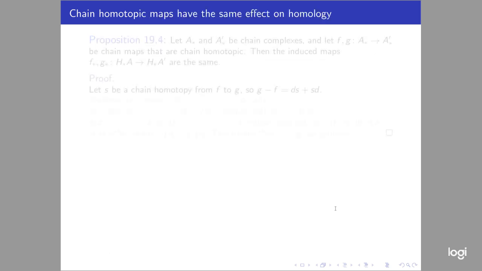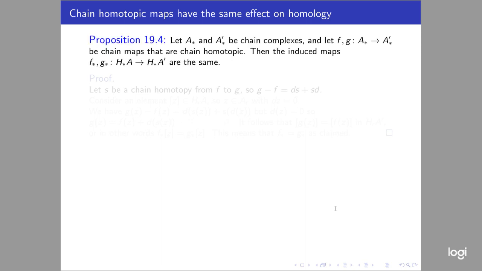So a key point about chain homotopy is if you've got two chain maps that are chain homotopic to each other, then they give us the same effect in homology. Right? So let's say that in more detail. You've got A and A prime, which are chain complexes. F and G are chain maps, both going from A star to A prime star. And we're assuming that they're chain homotopic in the sense that we had on the last slide. And the claim is that the induced map F star, going from H star A to H star A prime, is the same as the induced map G star from H star A to H star A prime.